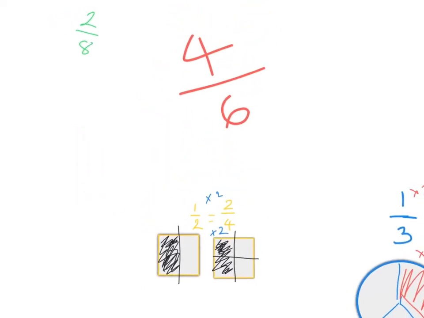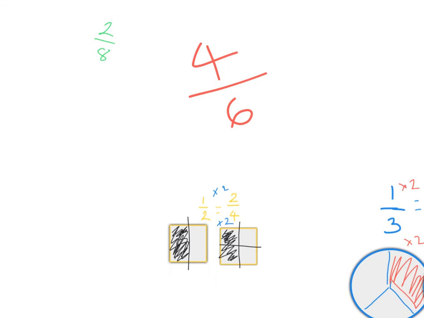So let's find an equivalent fraction for 4/6. And when we find an equivalent fraction for 4/6, we might place it on a number line. But for the moment, let's find an equivalent fraction. So to find an equivalent fraction, we just multiply or divide by the same number to the numerator and the denominator. So let's multiply by 2.